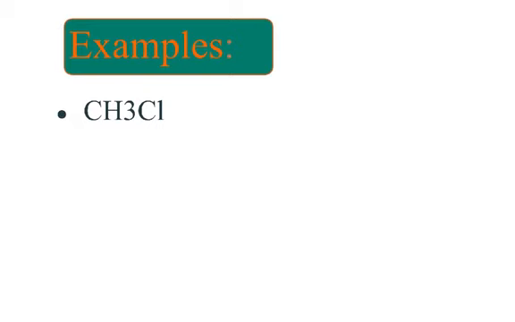Show an example of how that one would work. Again, I'm just going to rewrite it here for us. CH3Cl. Same approach as always, so I'm just going to start with my valence electrons. So 4 plus 3 times 1 plus 7, giving us 14.